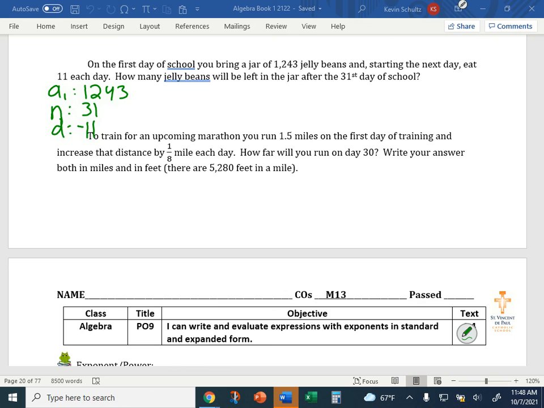So putting this into our formula, we're starting with 1,243. Our N value is 31, so we subtract 1 from that because we want 30 more, right? We already have the first term. Get to the 31st, that's 30 more. And we're multiplying by negative 11. How many jelly beans are going to be left on day number 31? Noah? John? 913. 913. Do I have a second on that?